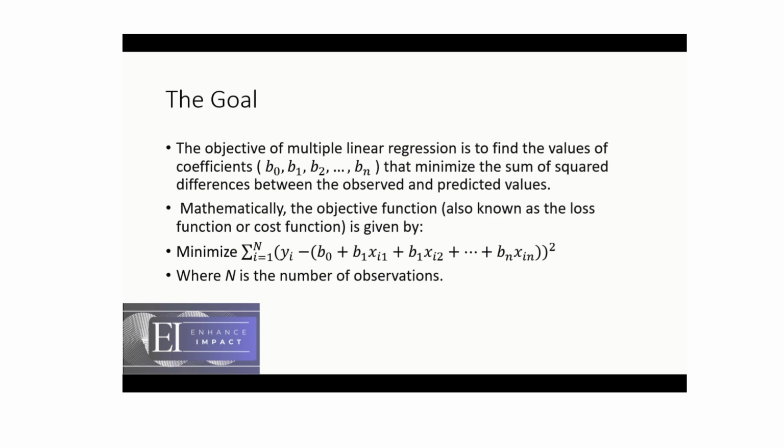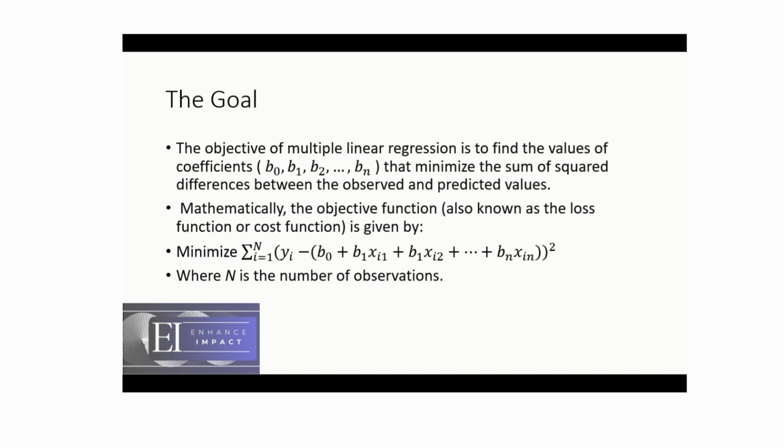So we want to minimize the sum of the squared differences between what we actually have, our observed values, and the predicted values that we get from the equation. Mathematically, the objective function, or our sum of squared differences function, is also known as the loss function or the cost function, and is given by the following equation.